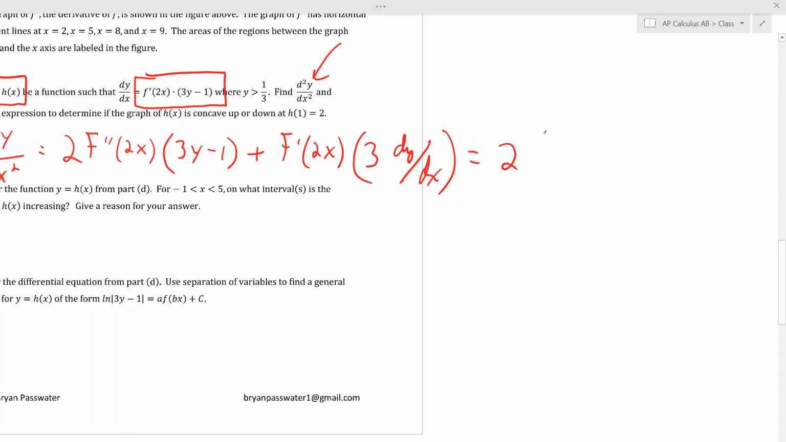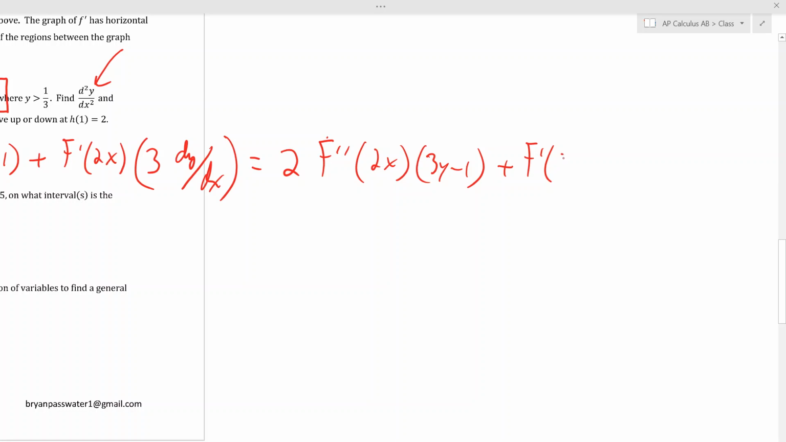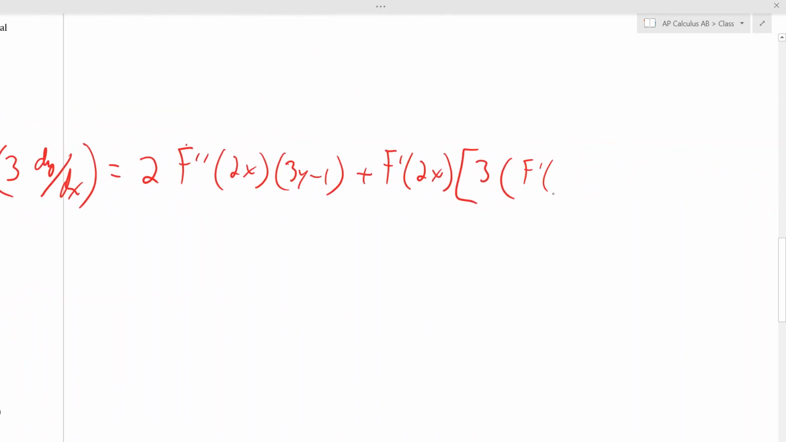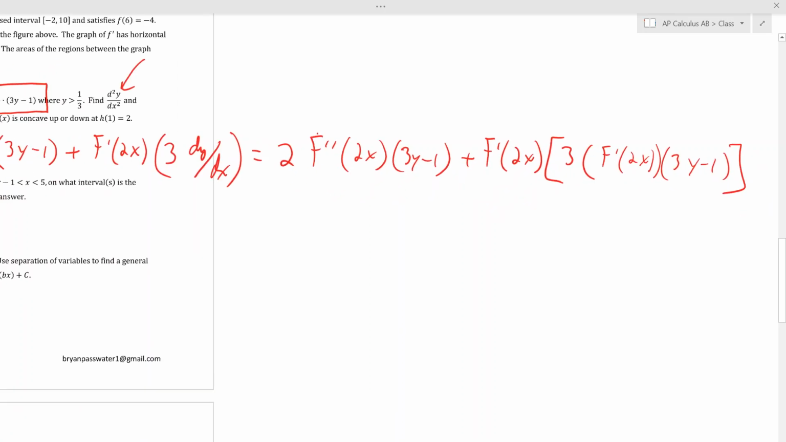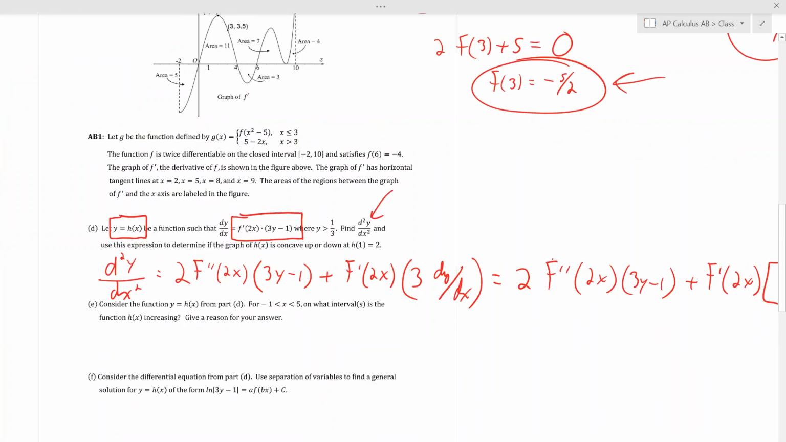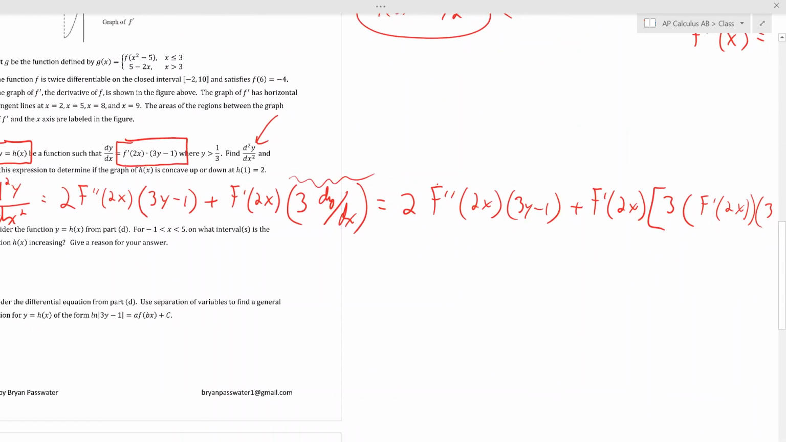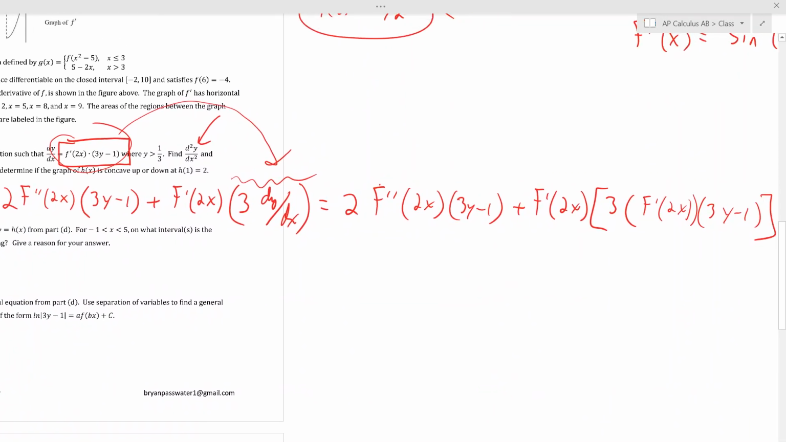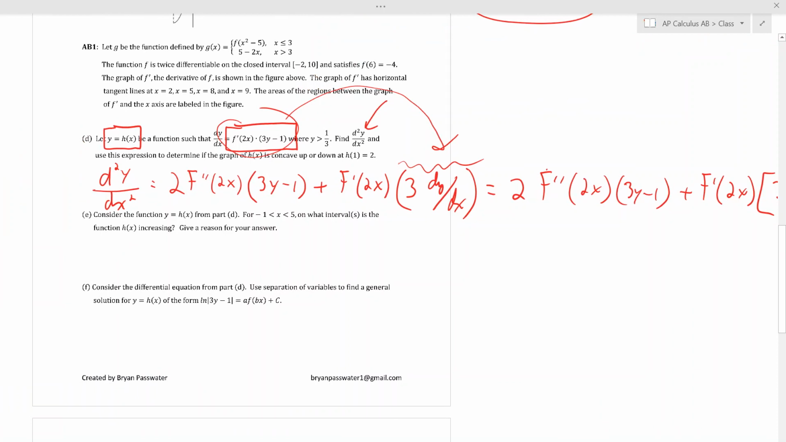This is 2 times f double prime of 2x times 3y minus 1, plus f prime of 2x times 3 dy dx, but dy dx was just what? f prime of 2x and 3y minus 1. So all I did in that step was take this part right here, my derivative, and plug in what dy dx is. So that's that. You don't need to simplify it. That's totally fine to leave it like that. You do need to plug in for dy dx.